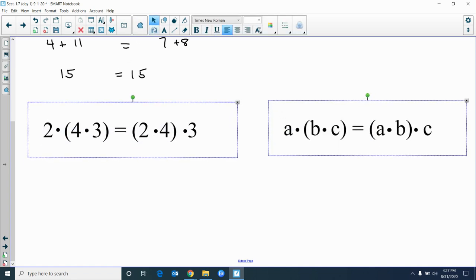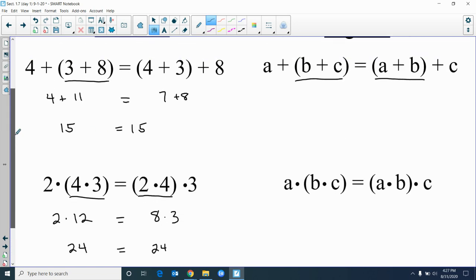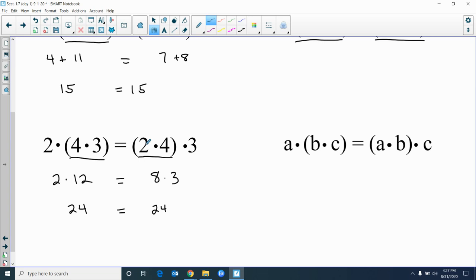Okay, so if I take a look over here on the left, I have to multiply 4 times 3 because they are in parentheses. Over here, I have to multiply 2 times 4, which is 8, because they are in parentheses. Multiply here, I got two different numbers, 2 and 12. Multiply together, get 24, but 8 times 3, even though they're two different values, they're always going to be the same. So that is the associative property. If your parentheses move, it's still going to be the same.